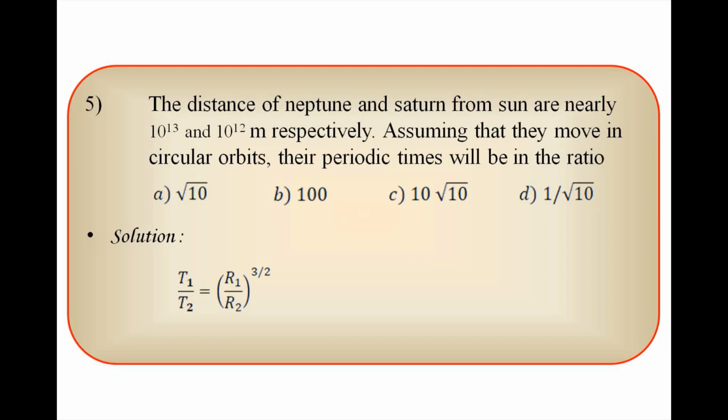According to Kepler's third law of planetary motion, T1 by T2 is equal to (R1 by R2) raised to 3 by 2. So putting the values in the equation, that means (10 raised to 13 divided by 10 raised to 12) raised to 3 by 2. Here simple mathematics: we get the value 1000 raised to the 1/2, simply 10 root 10. So option C is correct. Let's see the next problem.